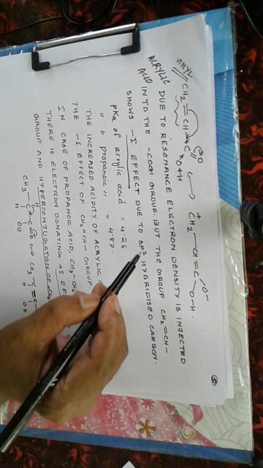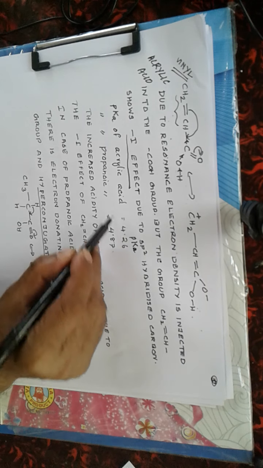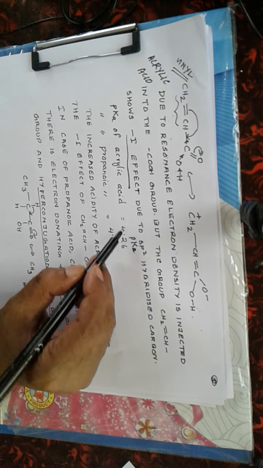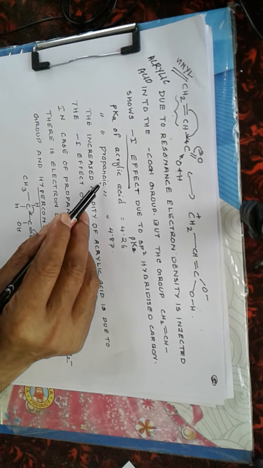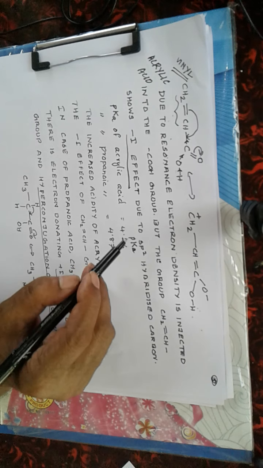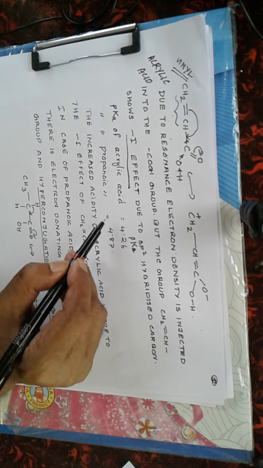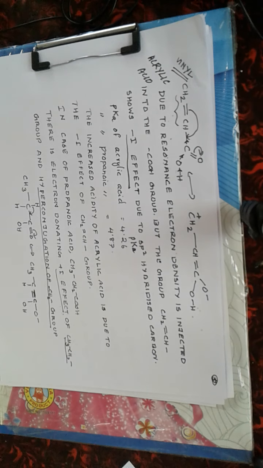The pK values of propionic acid and acrylic acid are given here. For acrylic acid it is 4.26, and for propanoic acid or propionic acid it is 4.87. So acrylic acid is stronger than propionic acid because it possesses a lower pK value, and that is due to, we can say, the minus effect of the vinyl group.